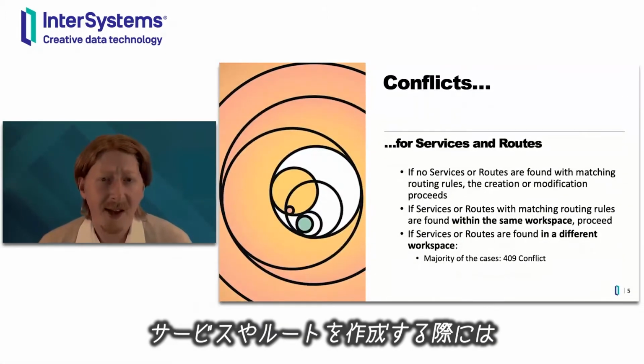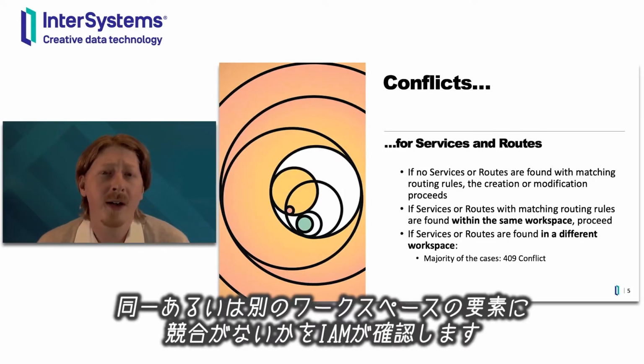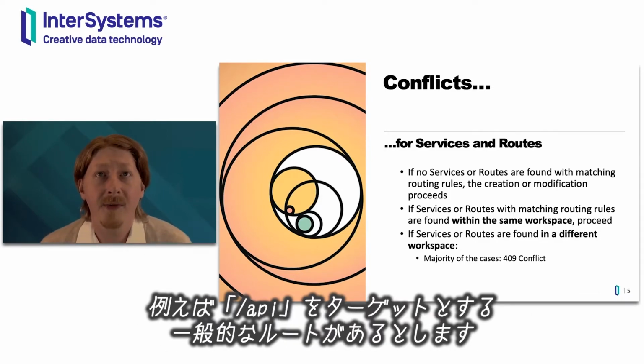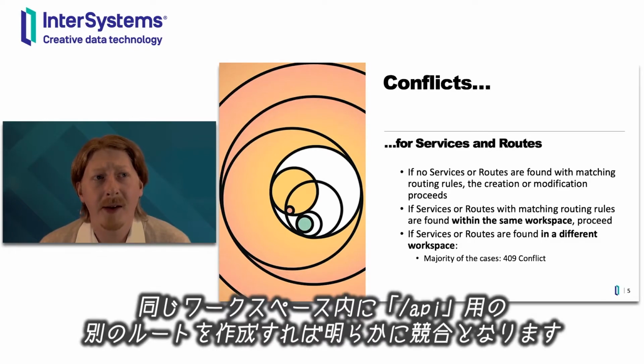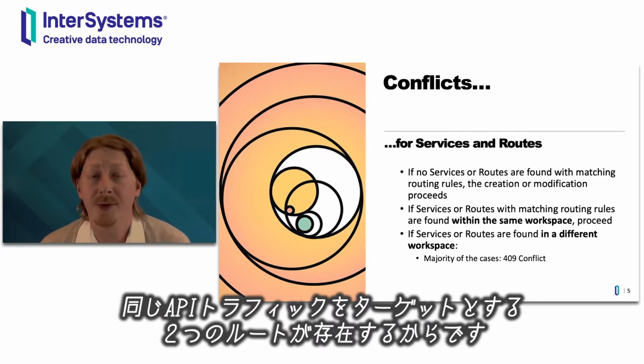So at the moment, when you create a service or a route, IAM is going to evaluate if there are any conflicts around elements that are already within the same workspace or another workspace. Let's say I have a route that's targeting /API, a very common route. It's not very specific. And I create another route in the same workspace for /API, then that's obviously a conflict, right? I have two routes targeting the same kind of API traffic.